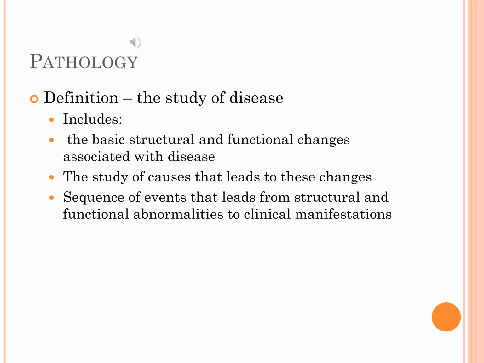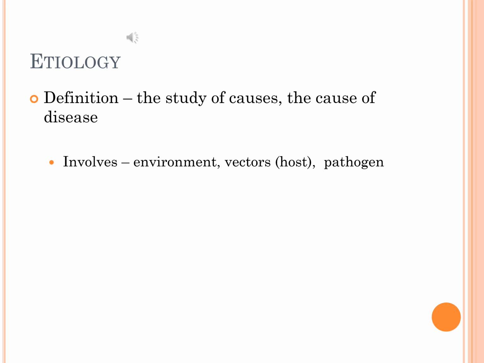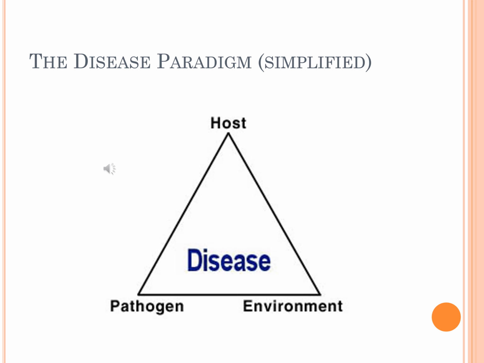Pathology definition: the study of disease includes the basic structural and functional changes associated with disease, the study of causes that lead to these changes, and the sequence of events that leads from structural and functional abnormalities to clinical manifestations. Etiology definition: the study of causes, the cause of disease. It involves environment, vectors, host, pathogen. The disease paradigm, simplified: the host, pathogen, environment triangle.